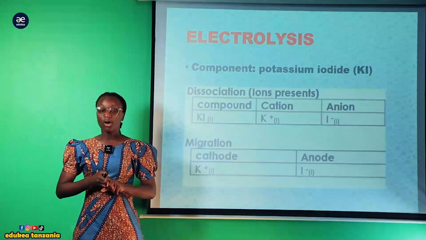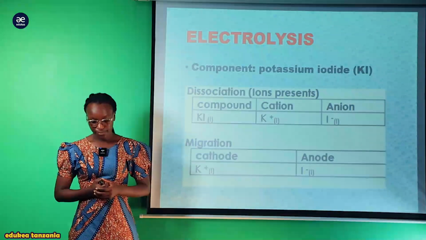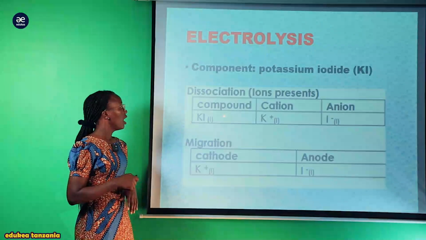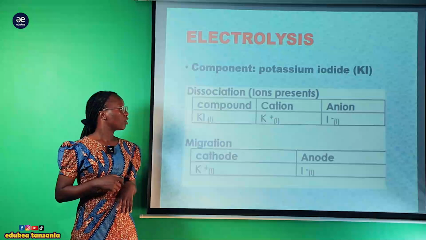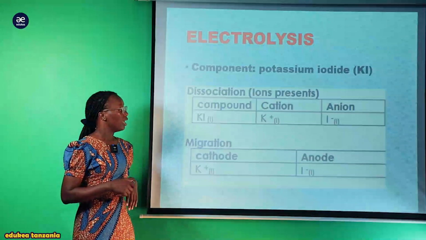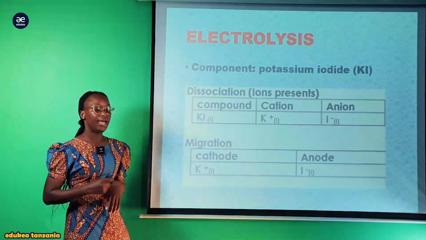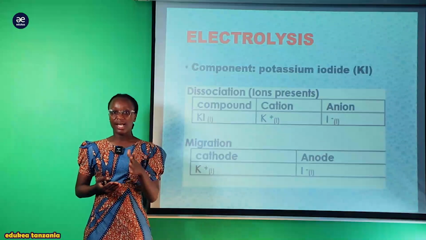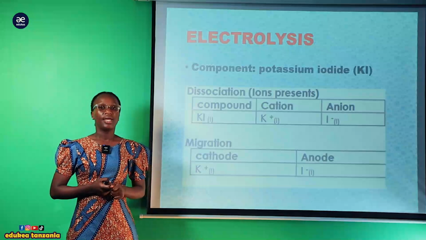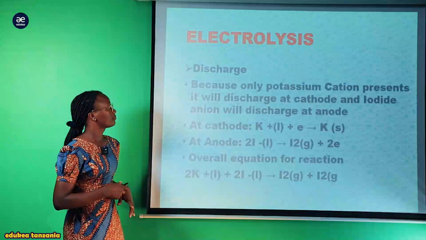Now what are the components? The only component in this is potassium iodide. So if it is only potassium iodide, now dissociation, the ions present, the compound is potassium iodide. So at the cation we are going to have the potassium, and at the anion we are going to have the iodide. Now the migration of these ions: at the cathode, potassium tends to move, and at the anode, the iodide tends to move toward the anode.